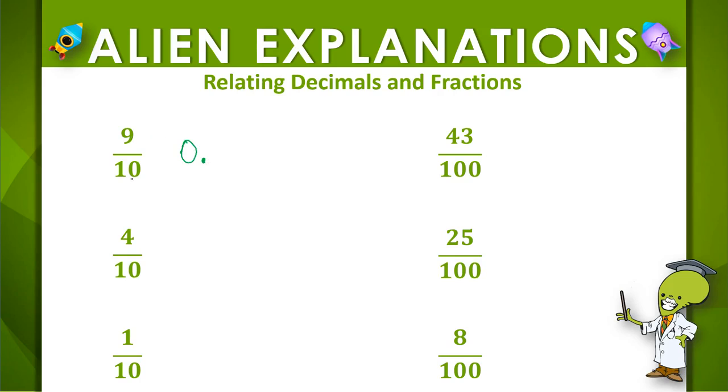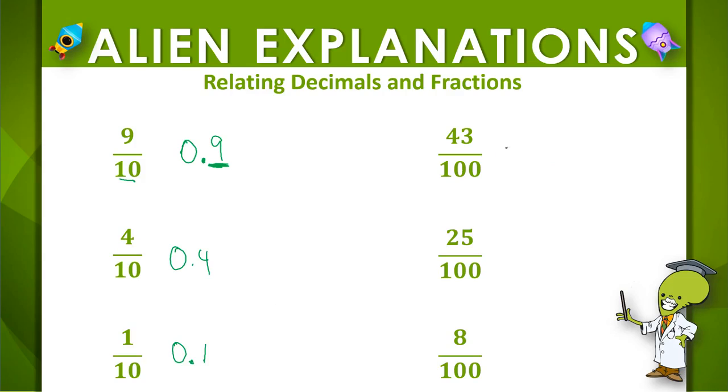So in this problem I have 9/10. Well, the tenths represent the first place value spot behind the decimal point. So 9/10 we can write as 0.9, or 4/10 as 0.4, or 1/10 as 0.1.